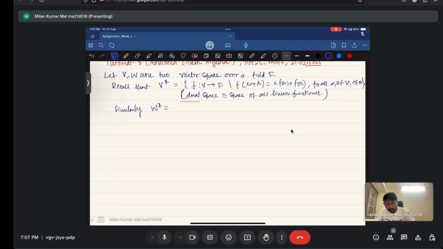Okay, now similarly W star is equal to the set of all linear functionals from W to F such that g of (c alpha dash plus beta dash) is equal to c g(alpha dash) plus g(beta dash) for all alpha dash, beta dash in the vector space W and c in the field F.